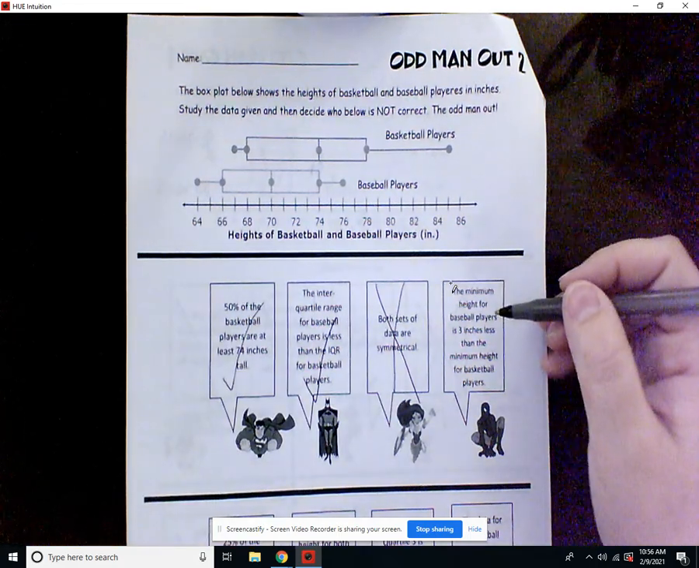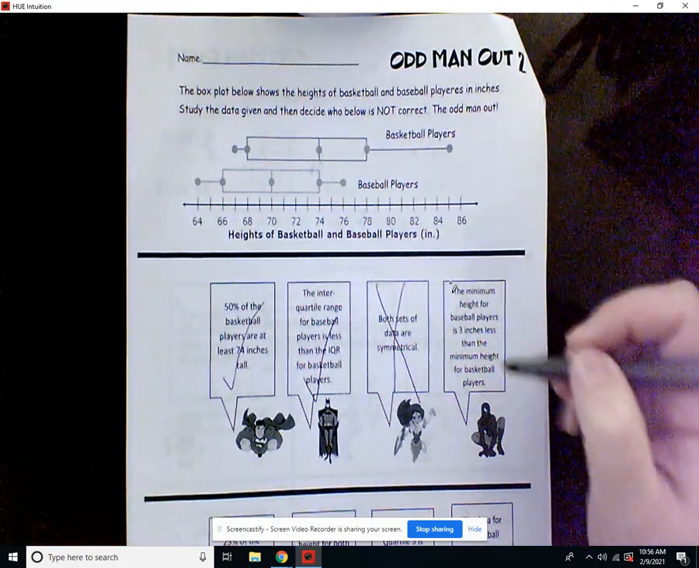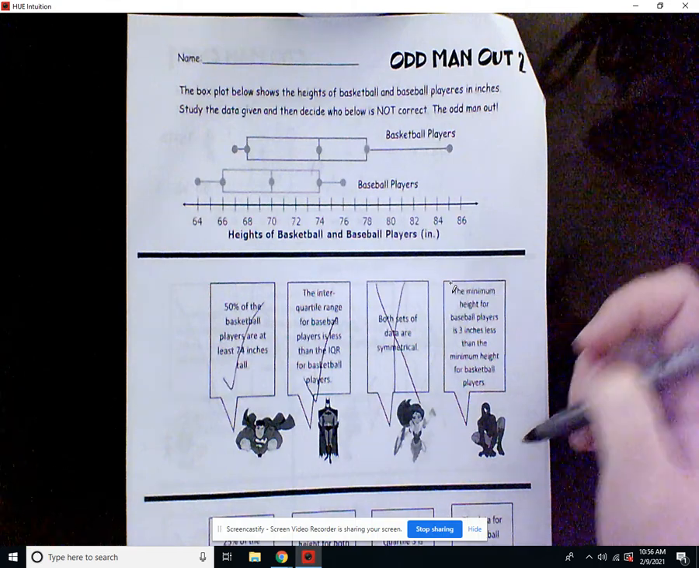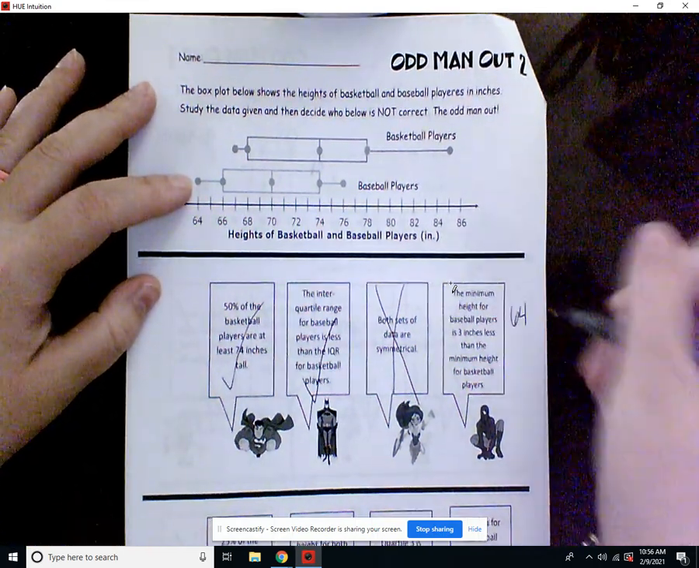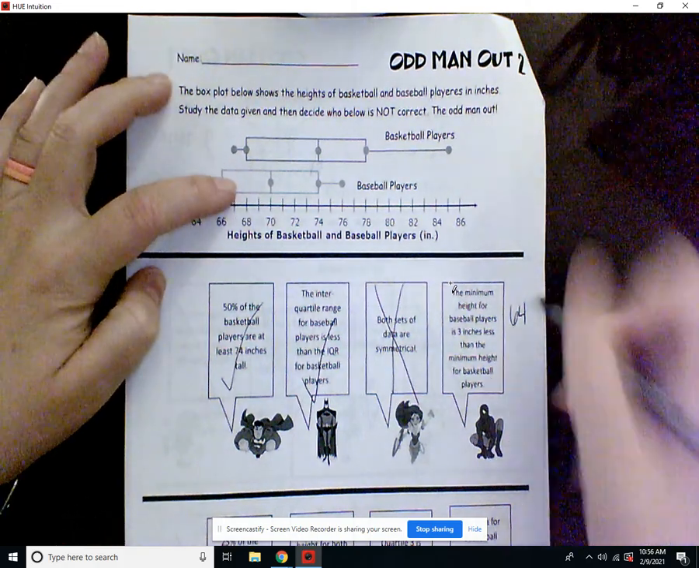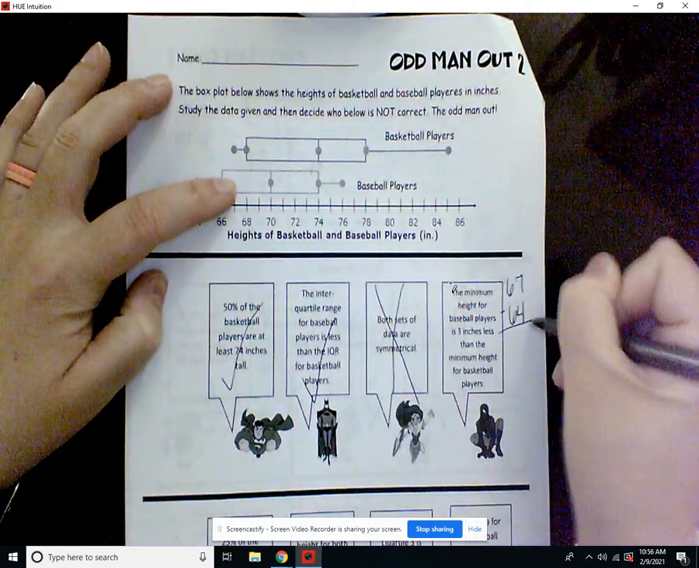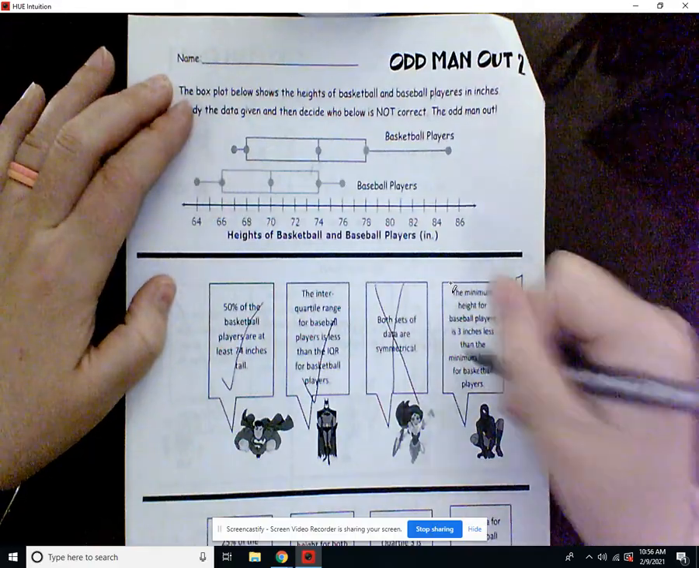The minimum height for baseball players is 3 inches less than the minimum height of basketball players. So baseball's minimum is 64. Basketball's minimum is 67. And that is 3 inches less.